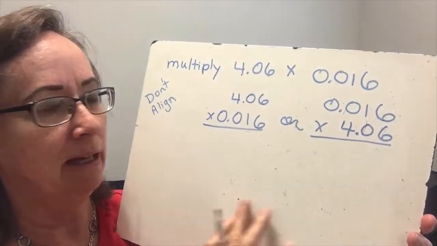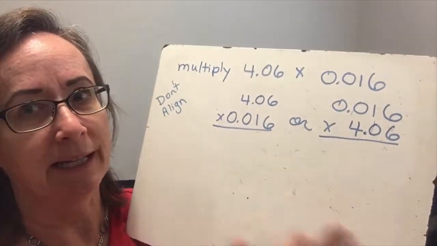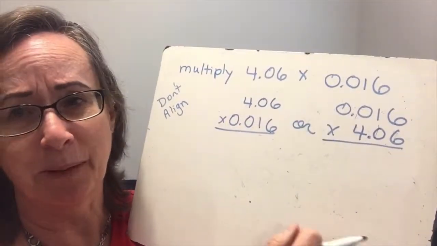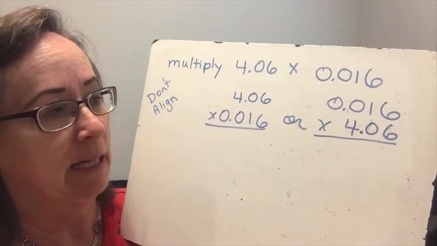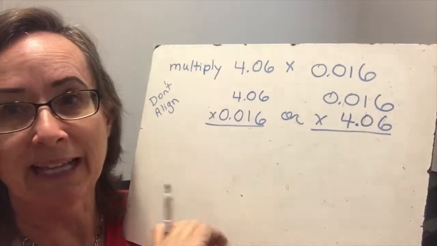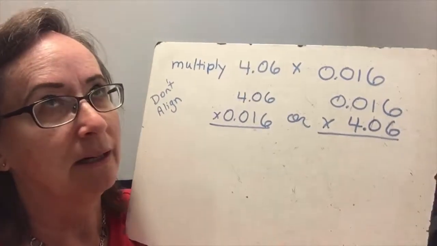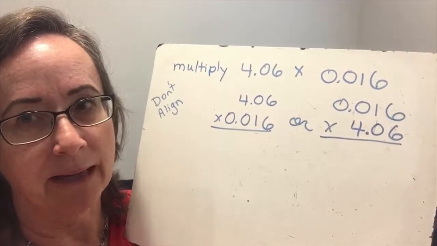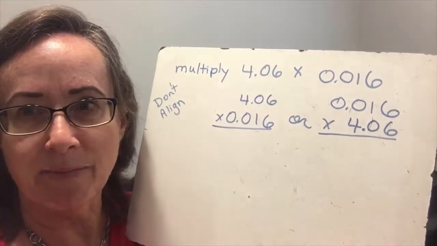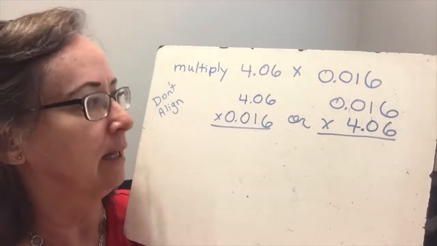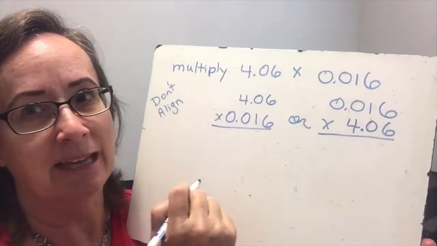Now, usually they both mean the same thing, and we're going to get the same answer both ways, but I like to put my bigger number on the top and my number with less places on the bottom. Sometimes I'm just weird like that, okay? But should we get the same thing either way that we do it? So let's do it both ways, just to have fun.